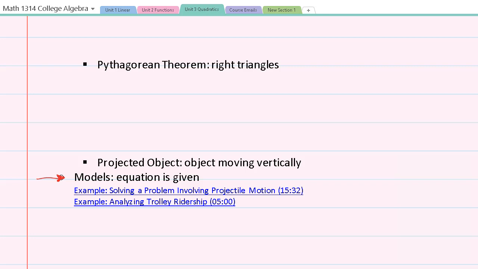Another application problem you will encounter is using the Pythagorean theorem, which is a squared plus b squared is equal to c squared. Remember that a and b are the lengths of the sides of the right triangle, and c is the length of the hypotenuse, which is directly across from the right angle of the triangle.